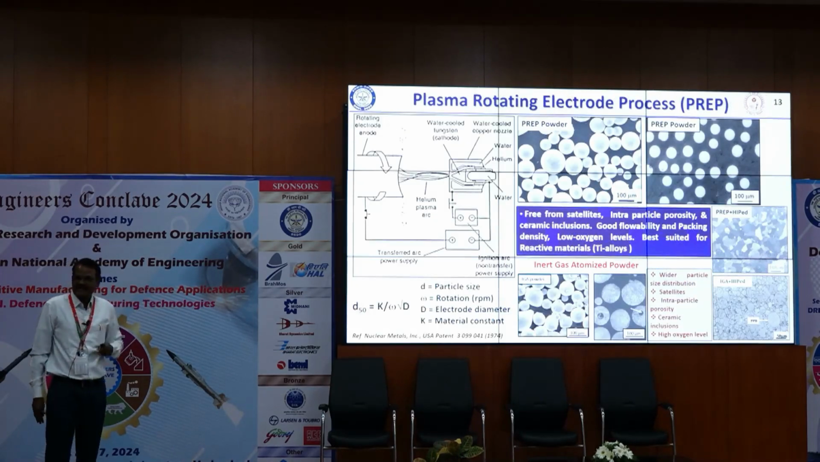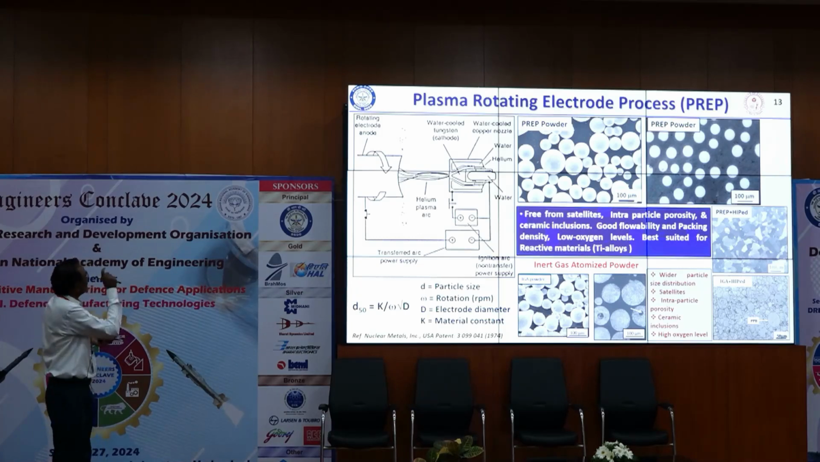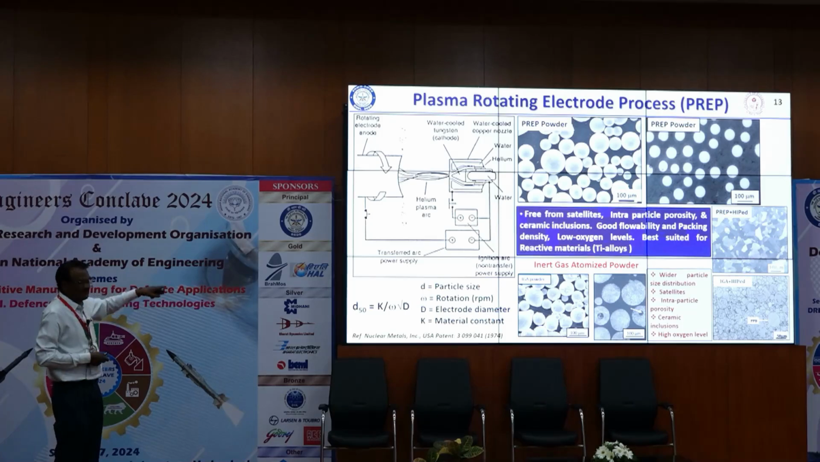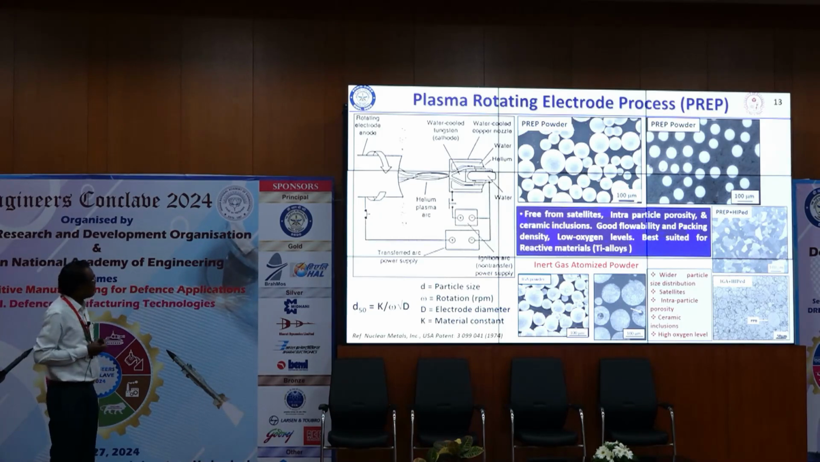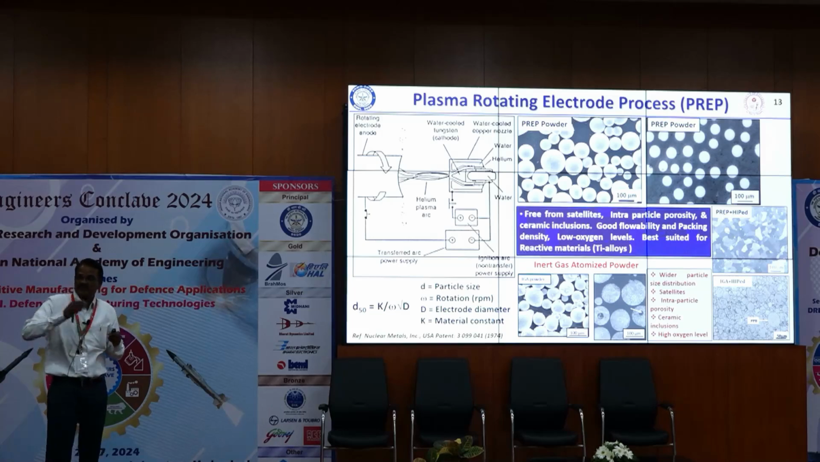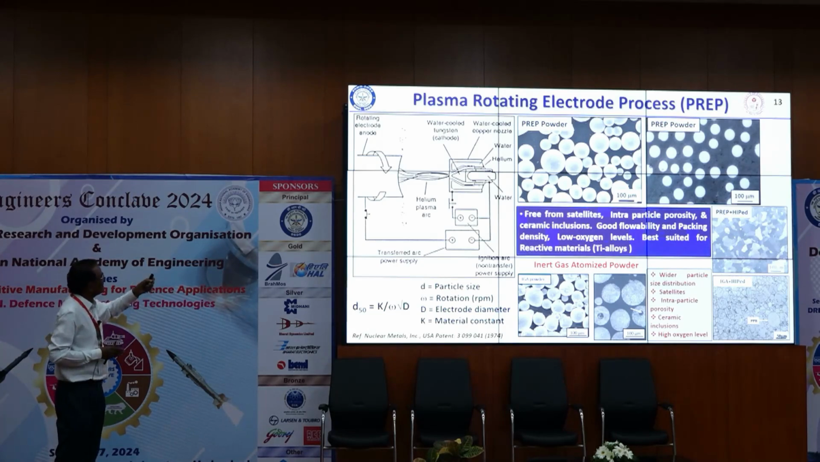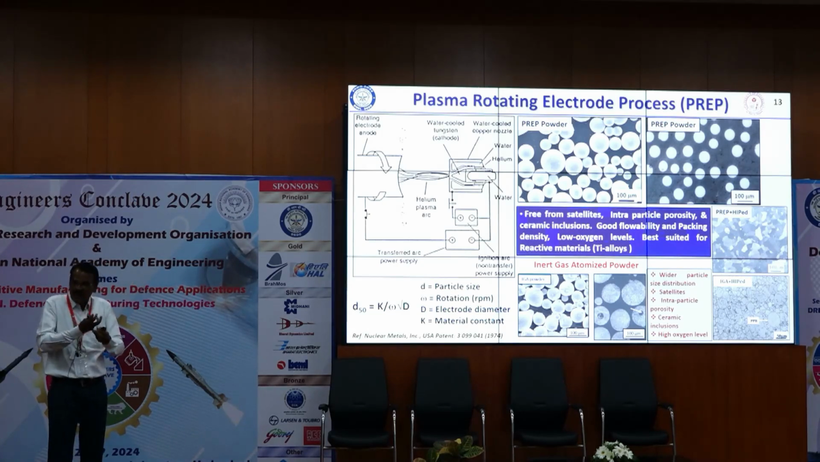Now what is the plasma rotating electrode process? The material to be converted into powder form is taken as an anode, and one end of this anode is melted by a plasma torch, and the anode will be rotating at high speed, typically 15 to 25,000 RPM. When the molten metal film forms on the one end, the film comes out due to centrifugal force, and when the centrifugal force pulls out the molten droplet, the surface tension also opposes, and when the equilibrium arises, the molten droplet takes a spherical shape.